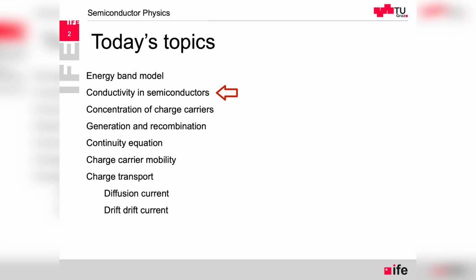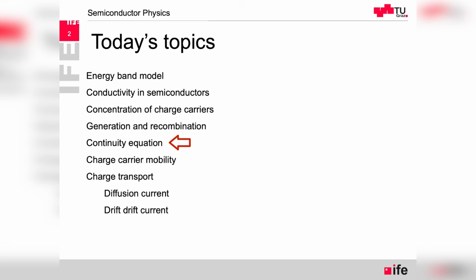Especially for devices, it's important to have a good understanding, because the operation of semiconductor devices is all about controlling the conductivity, whether we want the switch to be on or off. Then the concentration of charge carriers, with generation and recombination, are two of the topics that influence the conductivity. This is combined in the continuity equation that describes the concentration of charge carriers.